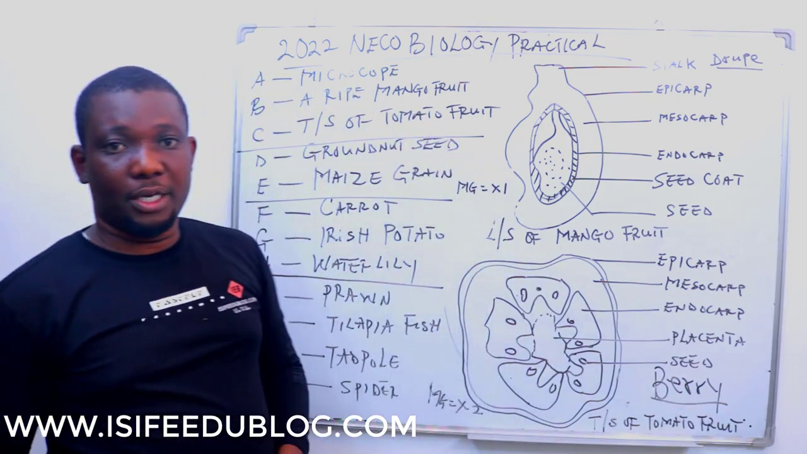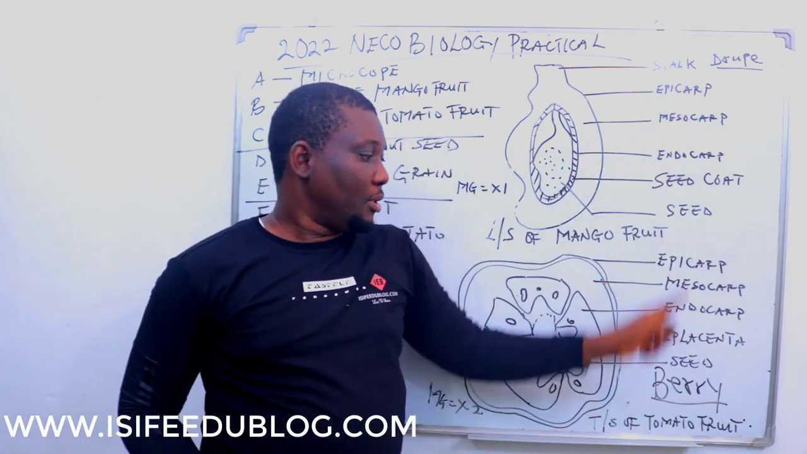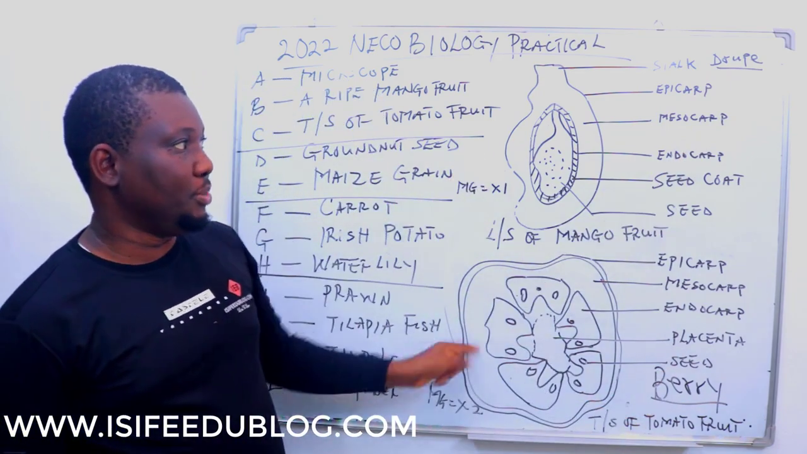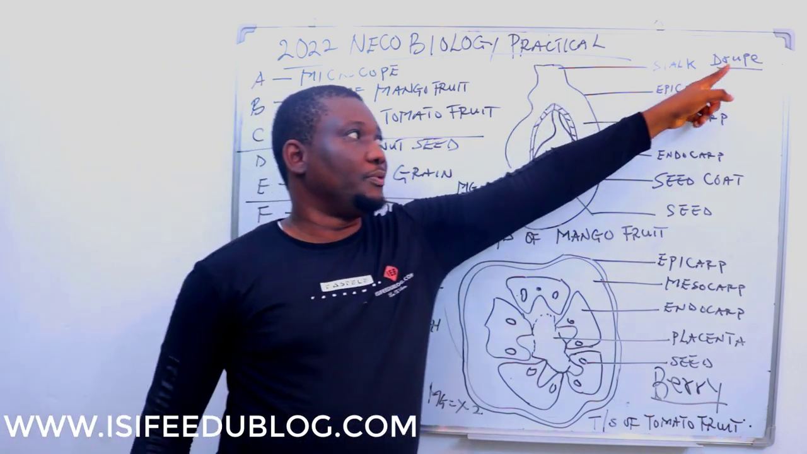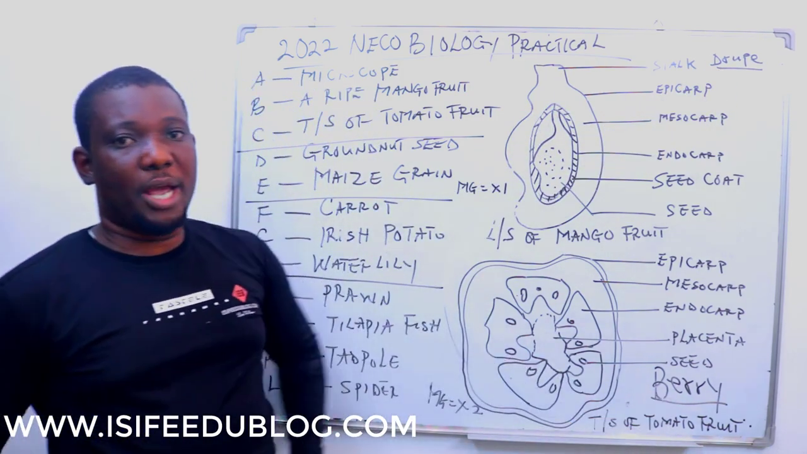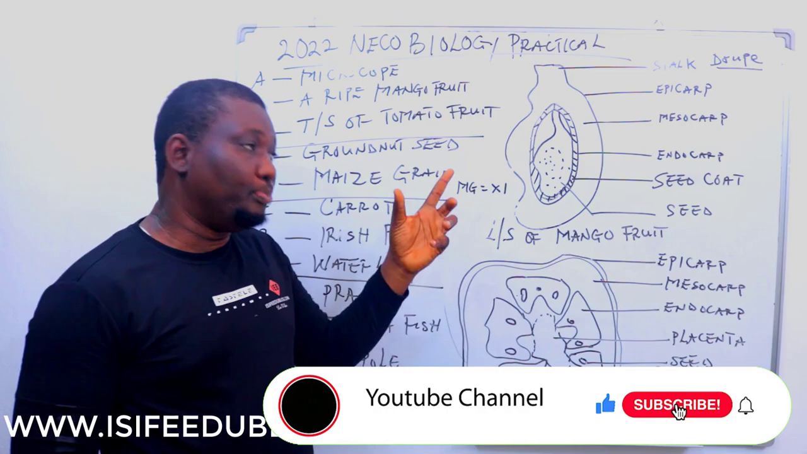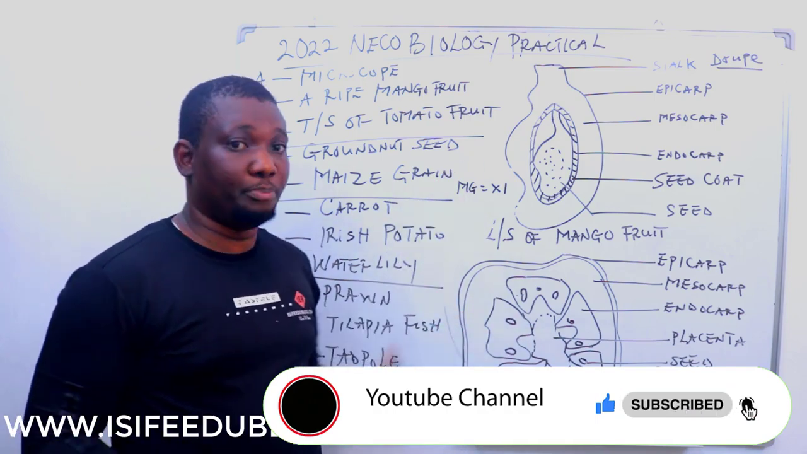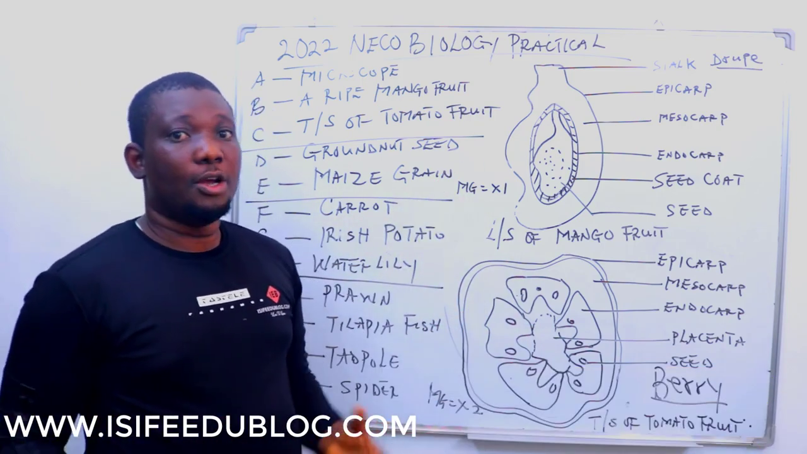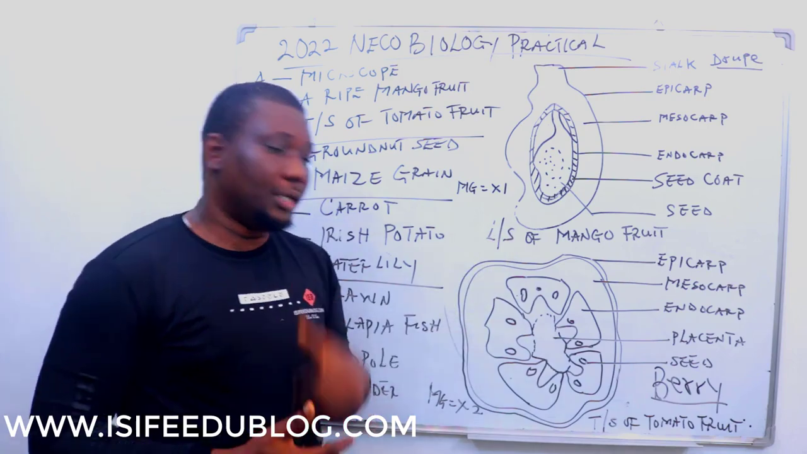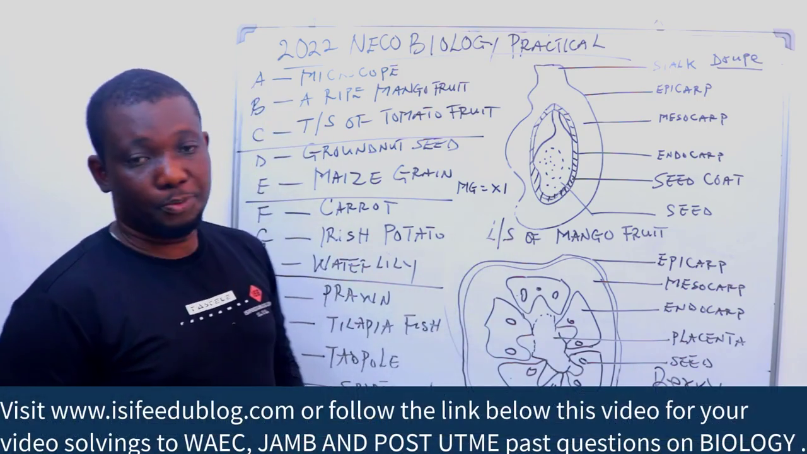Fruit type is berry. So these two will also come when I'm differentiating the two specimens, A and B. If I say that this is a type of drupe and this is a berry, you should know why I'm saying so. Here the seeds are scattered. The similarity between both of them is that both are succulent, both are fleshy fruits. But in terms of difference, this is drupe and this is berry.